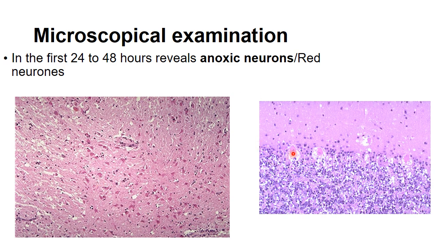Here, on the other hand, these are all the Purkinje cells that you see. Okay, and what do you see? There is also anoxia that is appreciated in the Purkinje cells, and they have now become red neurons.